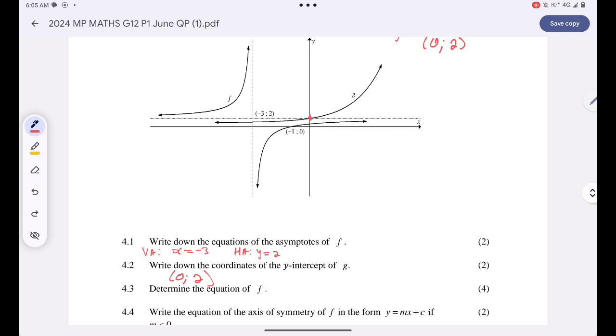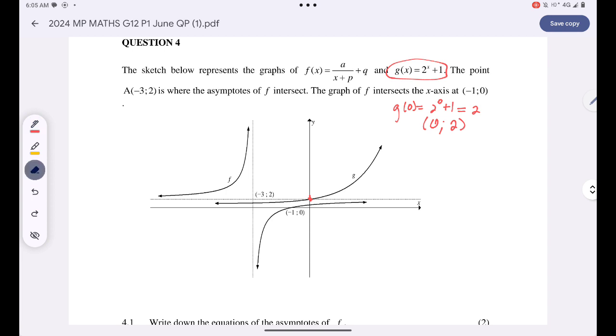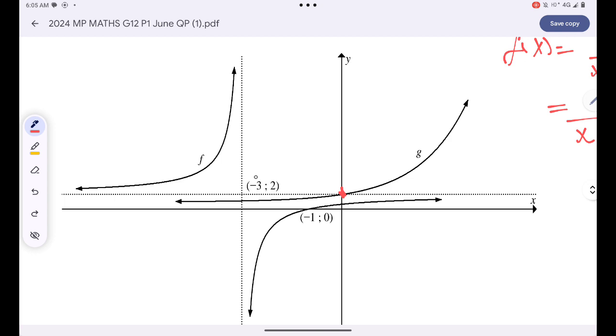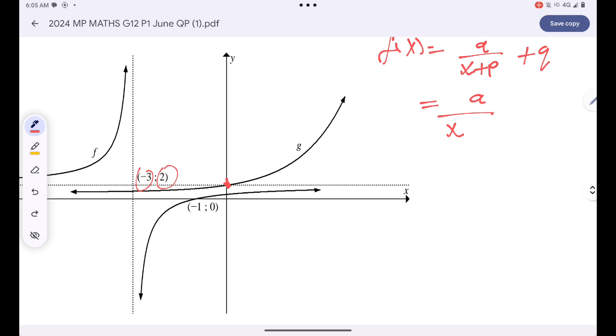Now I'm supposed to determine the equation of f(x). Basically, I must find the numerical values for a, p, and q. f(x) is equal to a over (x + p), plus q. These two represent my asymptotes: one is for my vertical asymptote, and the other for my horizontal asymptote. Since my x is negative, I must write +3 over there. But for y, I must just keep it as it is, so it's +2. So there's f(x).